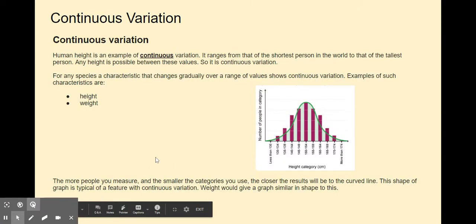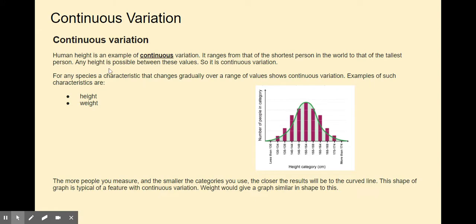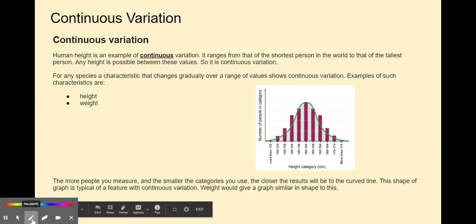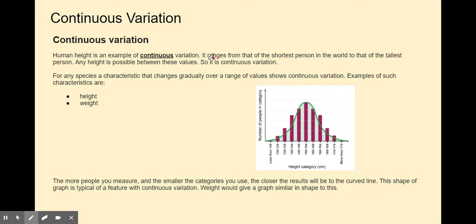So let's talk continuous variation first. Human height is an example of continuous variation. Why we say it's continuous is because it has a range. It could be any number, pretty much. Okay, let's get rid of that and go again. It could be any number, from the smallest to the tallest person in the world. There are some examples here: height, weight, shoe size, arm span.